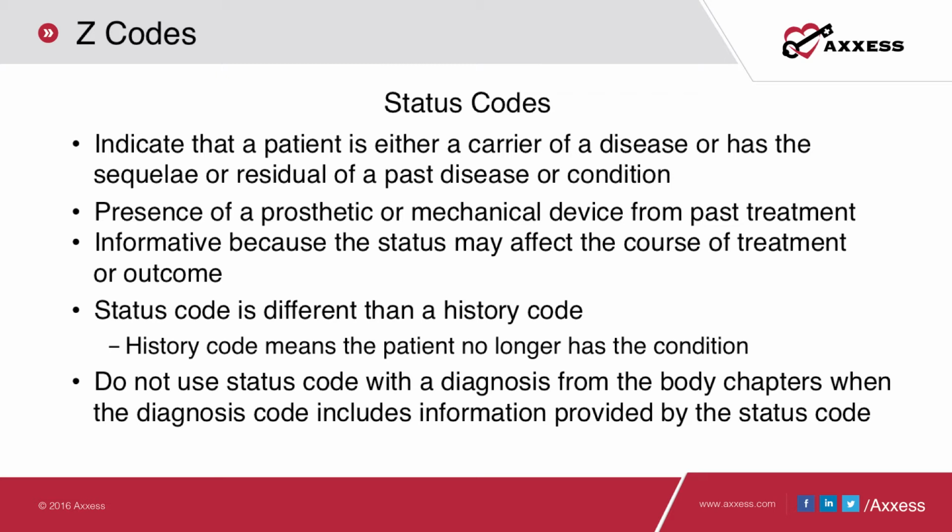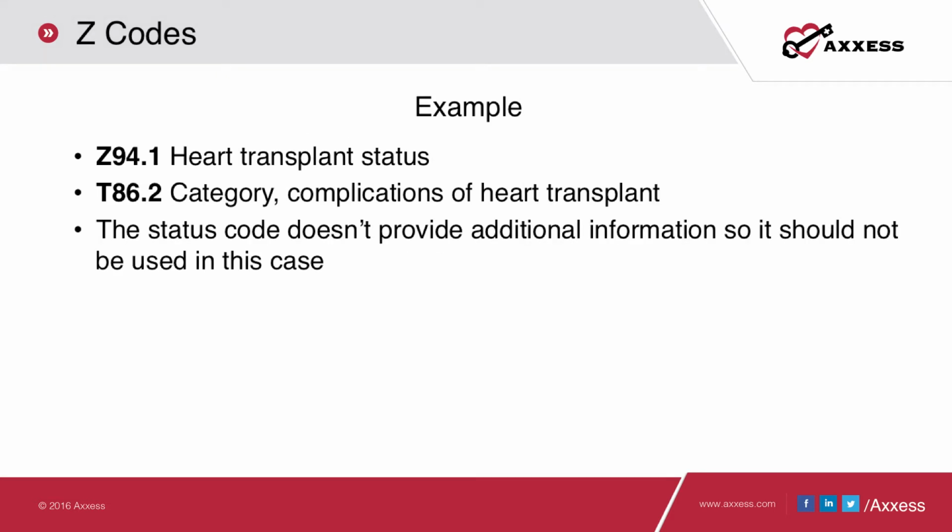So don't use status codes with the diagnosis from the body chapters when the diagnosis code includes information provided by the status code. So here's an example of that principle. In Z94.1, you have a heart transplant status code. If you were also coding T86.2, complications of a heart transplant, you wouldn't add Z94.1 because you already have a code that tells you the patient had complications of a heart transplant. You don't need an additional code that says heart transplant. That's already part of the T86.2 code. So again, the status code doesn't provide additional information, so it should not be used in this example.